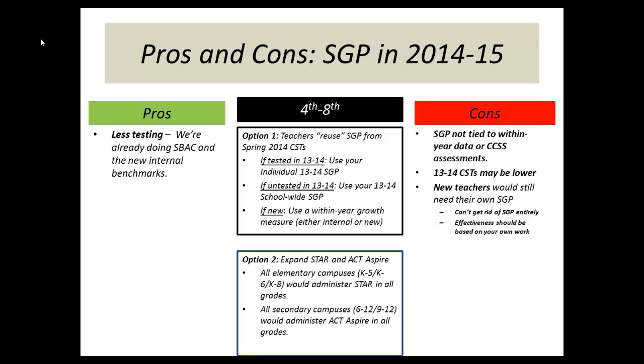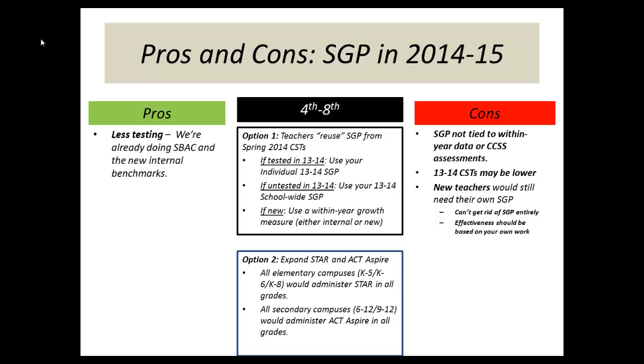On top of that, we may worry that the CST scores from this spring may be a little bit lower than they've been in the past, given that there's been this shift towards the Common Core this year. Maybe people haven't been as focused on the standards as they may have been in the past, and as a result, we may see lower scores. On top of that, there's this other issue with new teachers where we wouldn't be able to give them the SGPs from this year because they weren't with Aspire this year.